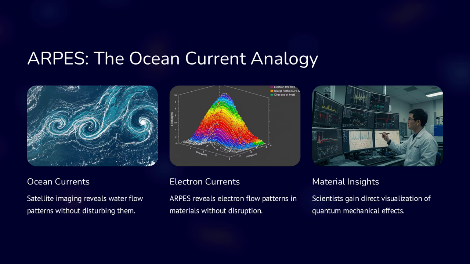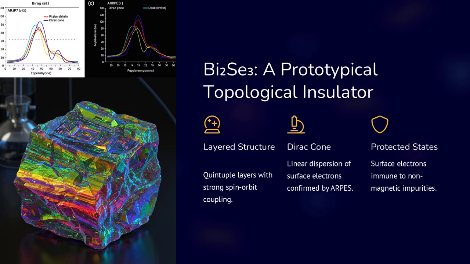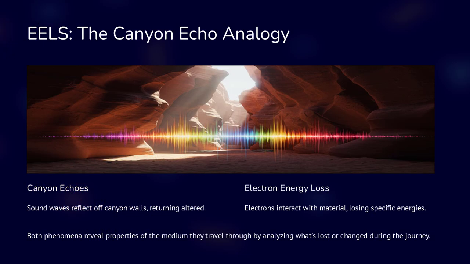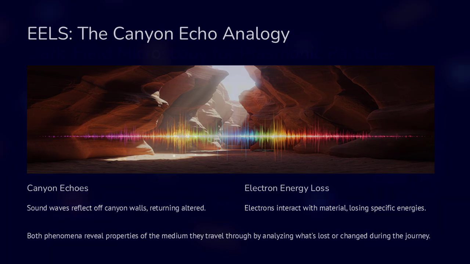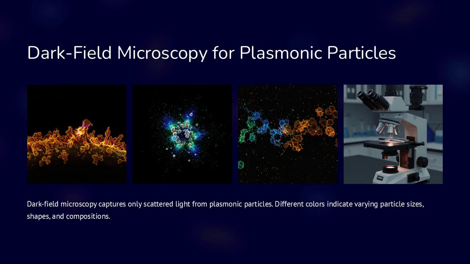How does the size of the quantum dots affect their photoluminescence? Smaller dots generally emit light at shorter wavelengths due to a larger bandgap, a phenomenon that directly demonstrates quantum confinement effects. For topological insulators, angle-resolved photoemission spectroscopy, ARPES, is a powerful tool.